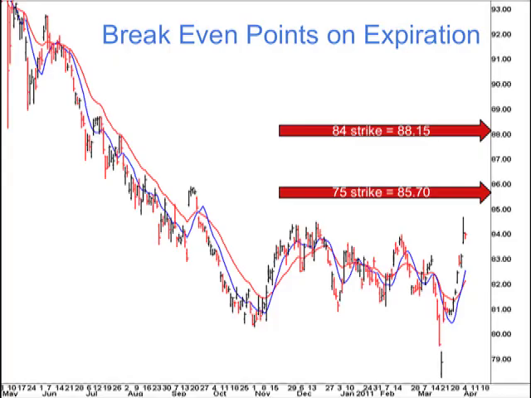Now, of course, if the pair drops $5, we're not going to receive anything for that premium. It's going to expire worthless.